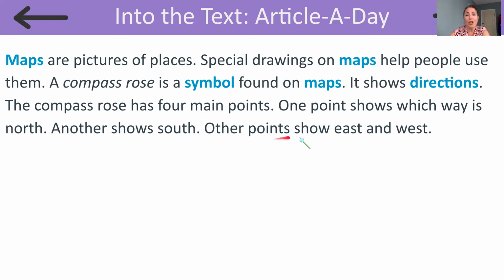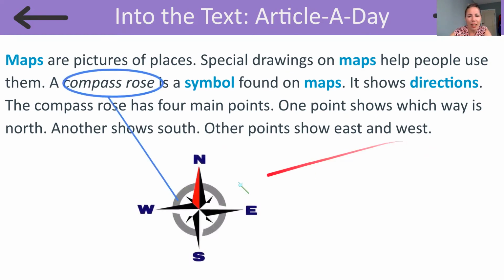Other points show east and west. Okay, so it has 4 points. What are those 4 points? Right, we have north, south, east, and west.